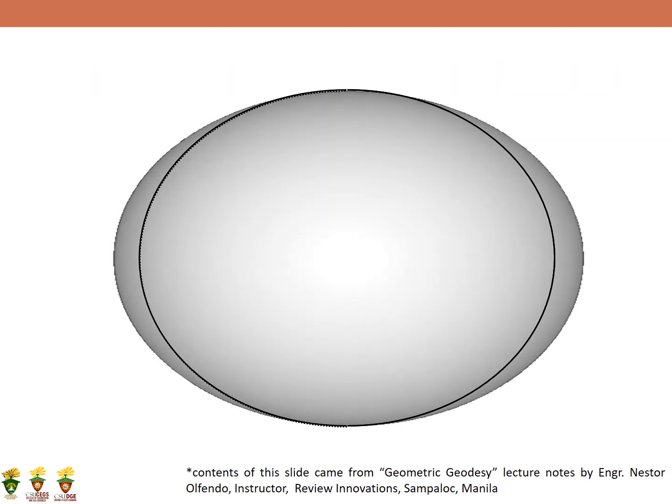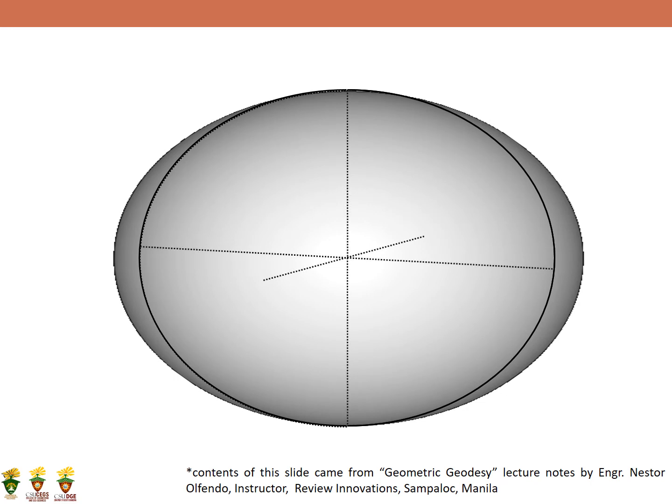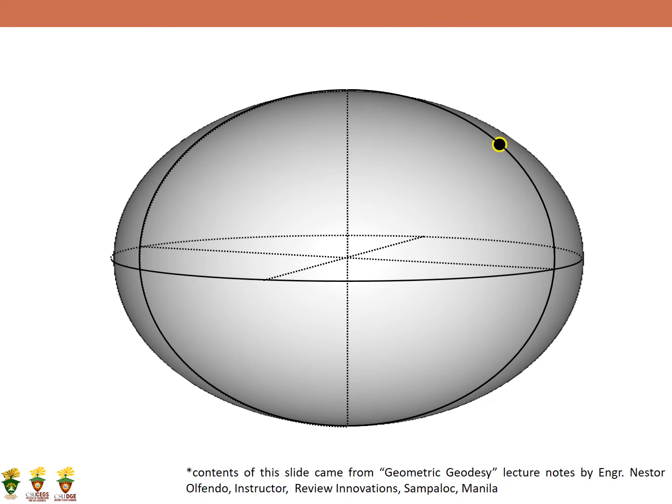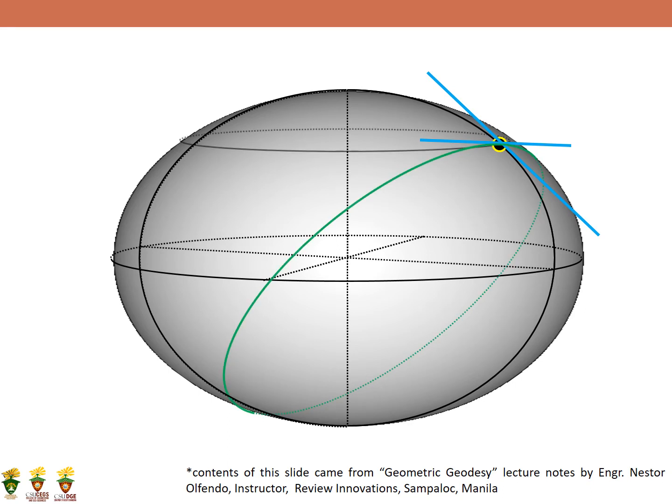So let's go back to this illustration. We have the z-axis, y-axis, and x-axis, in three dimensions. Then there's a point, and that's the same point we illustrated earlier when getting the meridional section. And we have this tangent line. Our cutting line now is the one at 90 degrees to the meridional section.